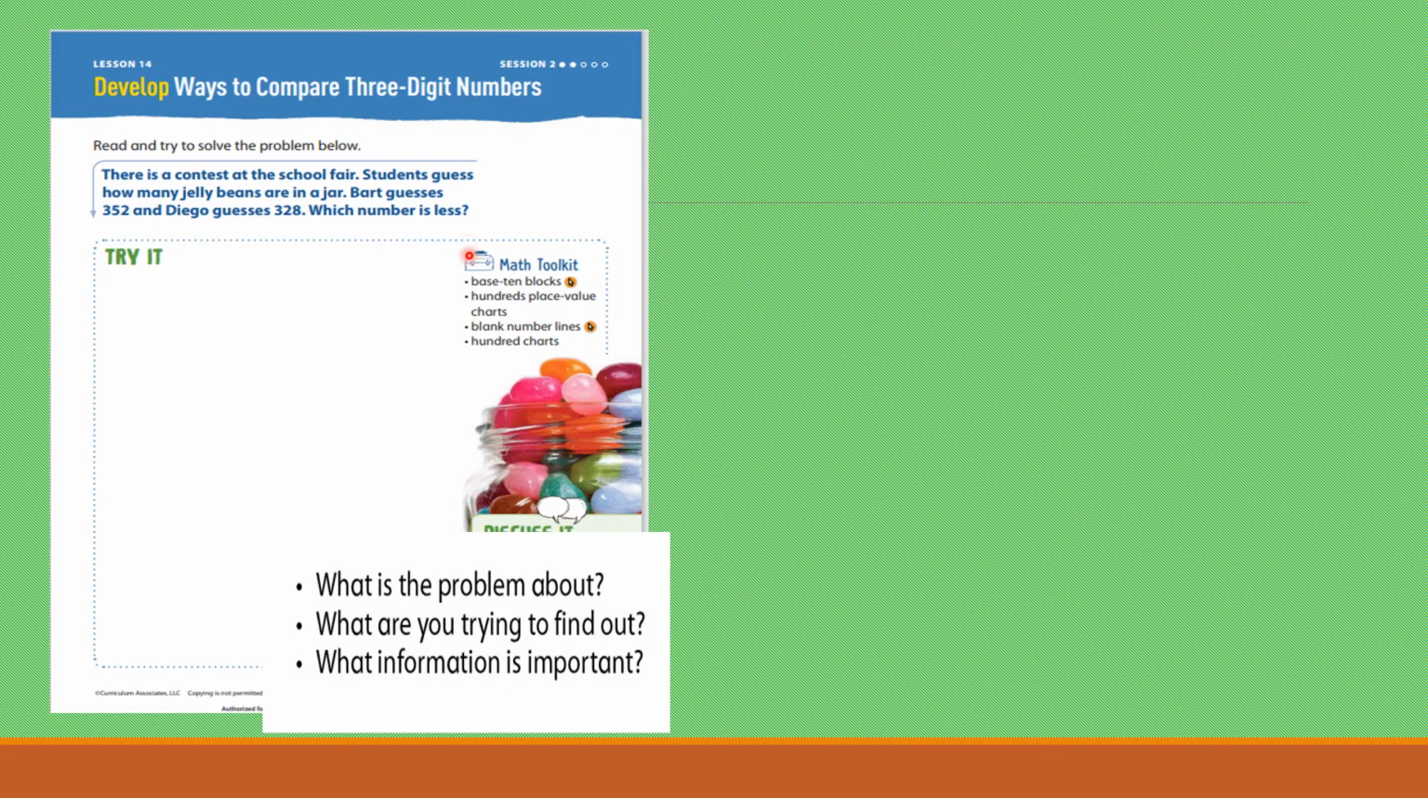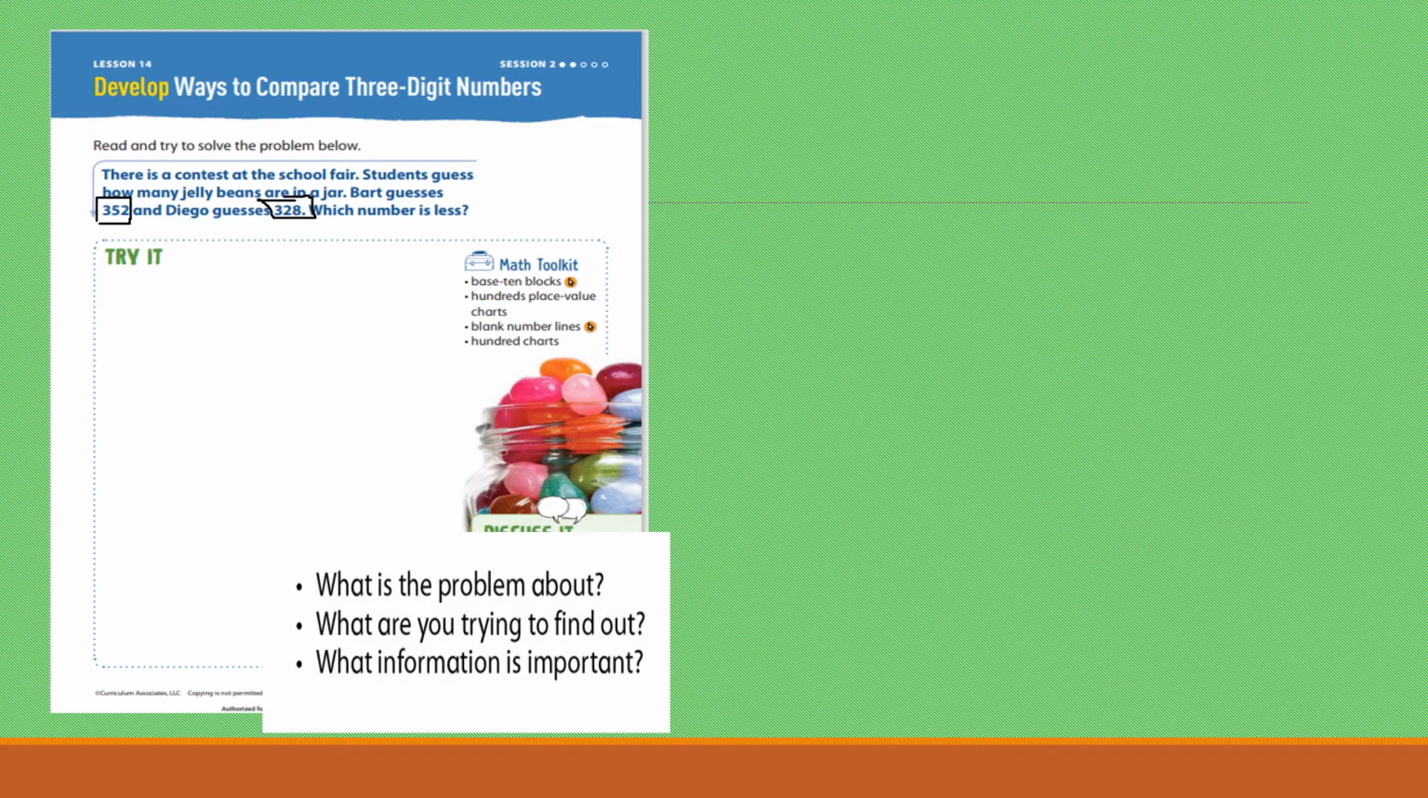Which number is less? Well, let's come down here first and look at what is the problem about, what are you trying to find out, and what information is important. What is this problem about? Well, it's about a contest at a school fair, and the kids are trying to guess how many jelly beans are in a jar. What are you trying to find out? Which number is less? Is Bart's guess less or Diego's guess less? And then it says what information is important. Well, the information that is important is Bart's guess of 352 and Diego's guess of 328.